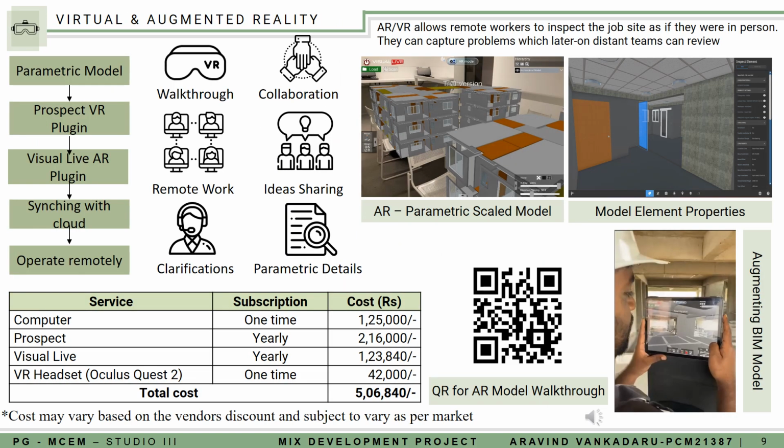Virtual reality and augmented reality. This AR/VR is being done using a parametric model. Initially, the parametric model is extracted from Revit, and plugins such as Prospect VR and Visual Live AR help in utilizing these parametric models for BIM. These models have been uploaded to cloud storage for multiple accesses at multiple points, on site and off site. So these can be accessed remotely, as we have been discussing.